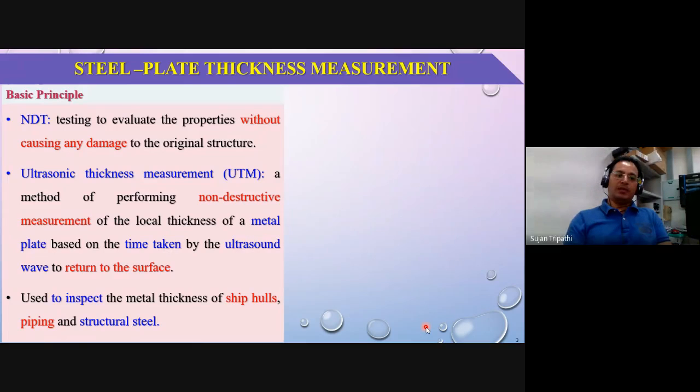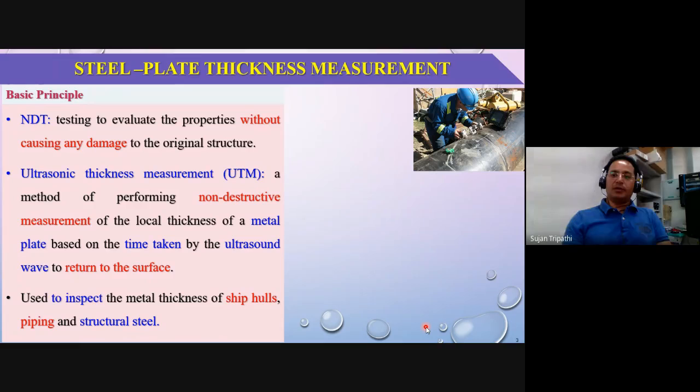After that, the ultrasonic thickness measurement technique is a method of performing non-destructive measurement of the local thickness of a metal plate based on the time taken by an ultrasound wave to return to the surface. Where is it used? It is used to inspect the metal thickness of ship hulls, piping, and structural steel. In this experiment, we are using structural steel. Here you can see the figure.